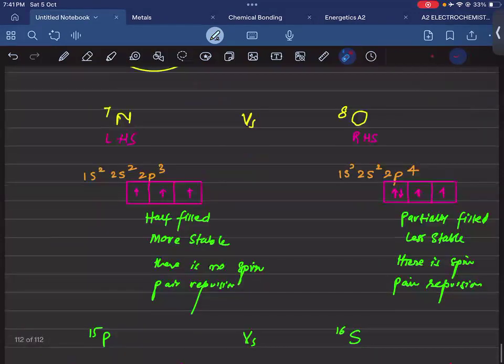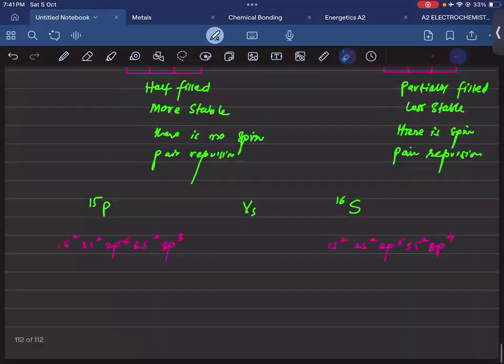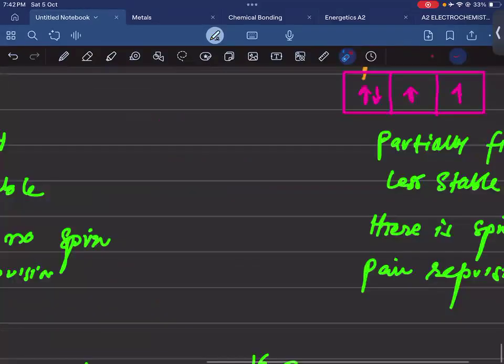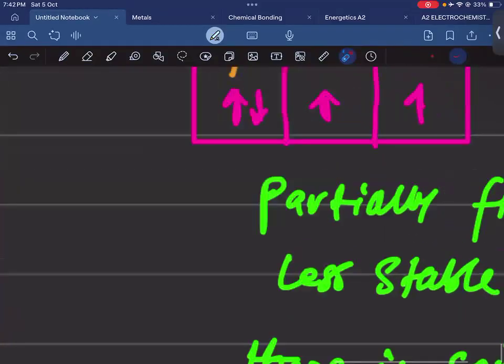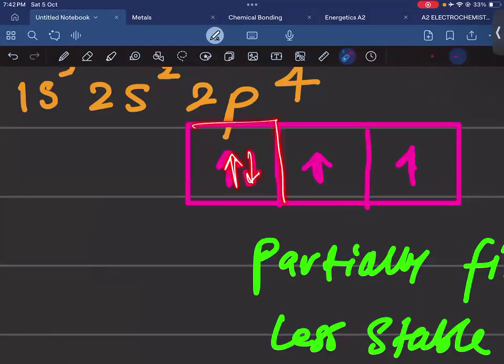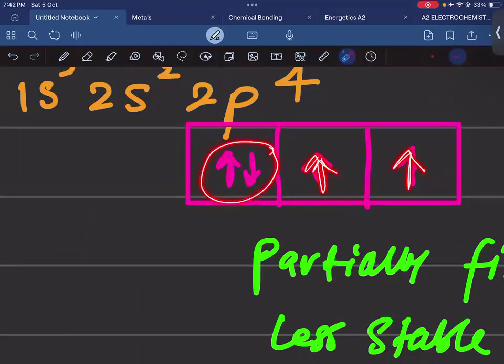What do you mean by spin pair repulsion? Spin pair repulsion means that there are two electrons in the same box. The box represents an orbital. If they are separate electrons, they are not going to repel each other. This is a pair, this is a pair, which are present in the same orbital.